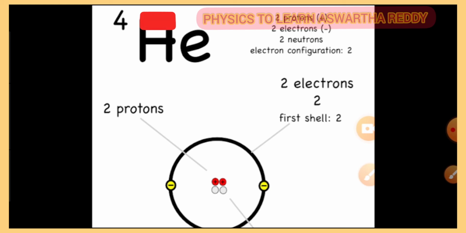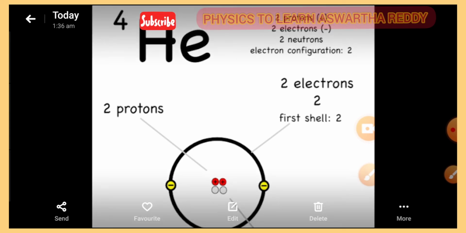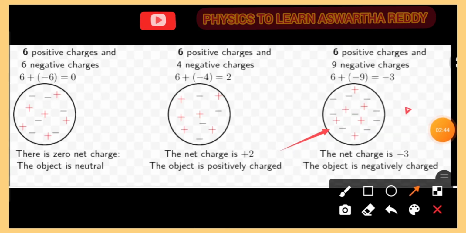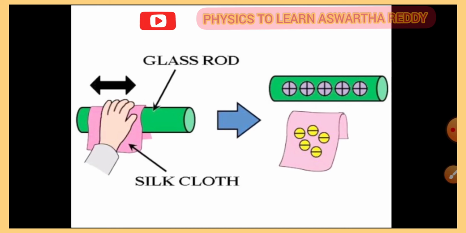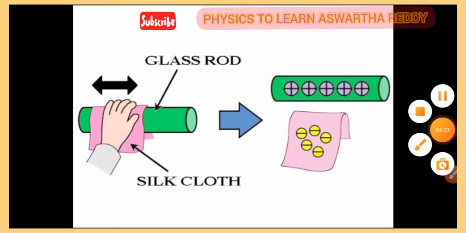Based on this, we can say there are two types of charges: a positively charged body and a negatively charged body. If you rub a glass rod and a silk cloth with each other and then separate them, the glass rod acquires a positive charge and the silk cloth acquires a negative charge. That means the glass rod loses some electrons and the silk cloth gains some electrons.